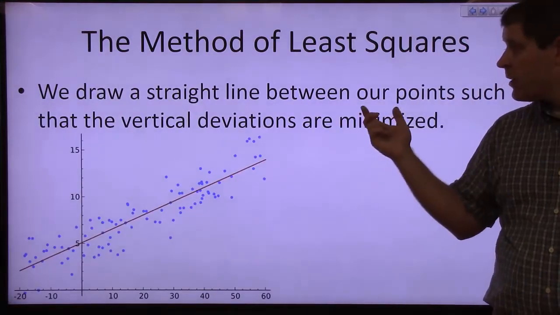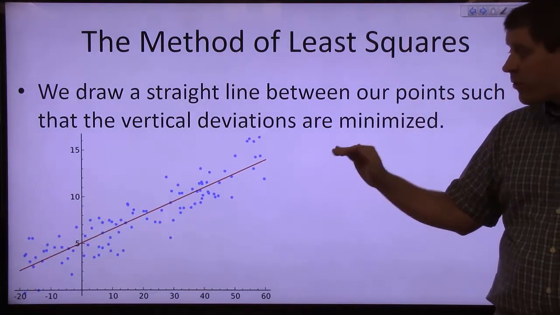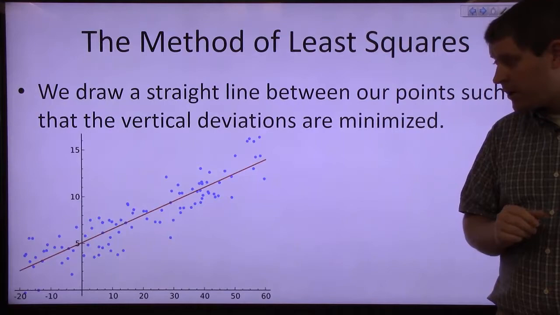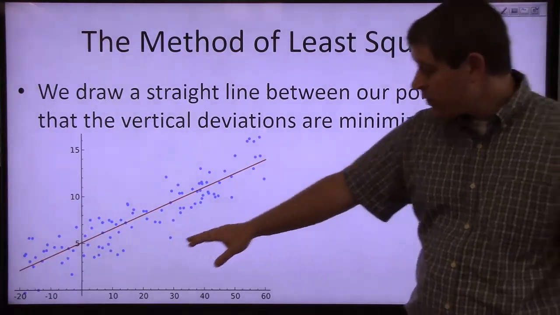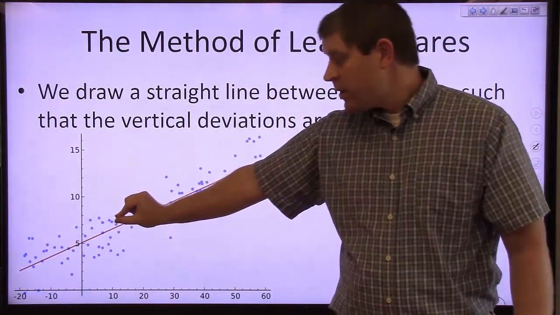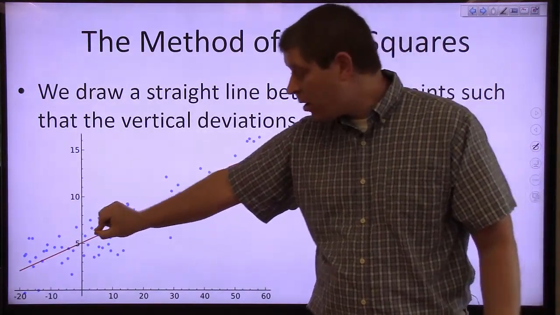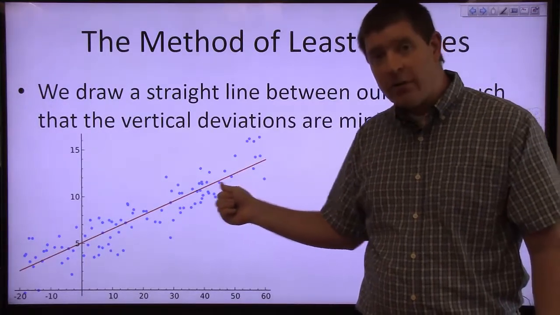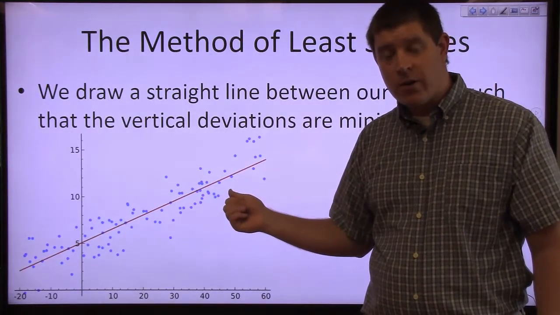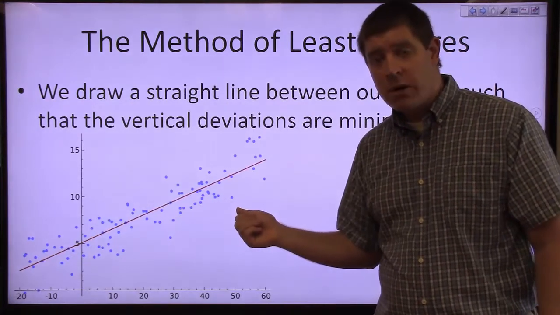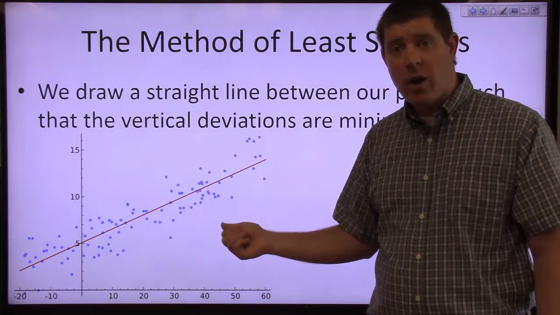Now, we draw a straight line between our points such that the vertical deviations, those deviations in y values, are minimized. So in this case, we get something like this, right? We've got all these blue data points all over the place, and we minimize the vertical distance between our data point and the line, the red line. So we're not minimizing the distance in x direction because we're assuming that our data points are in the correct place left and right, but just perhaps the incorrect place up and down.